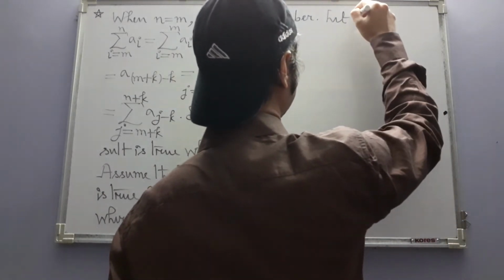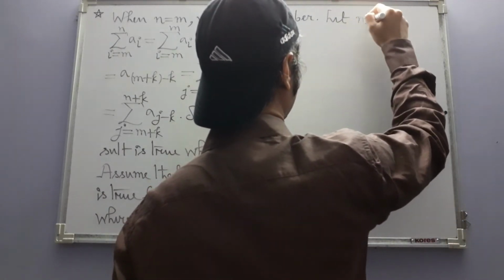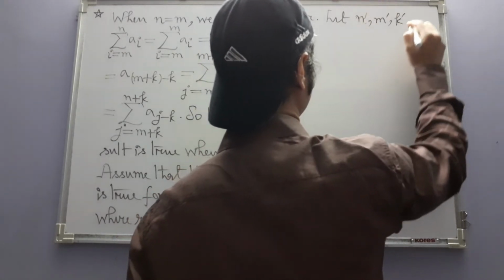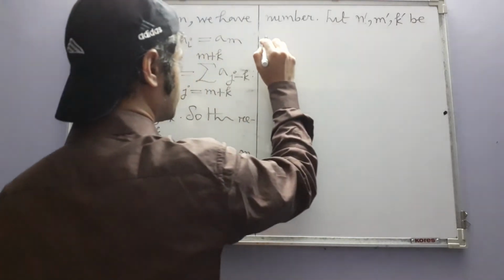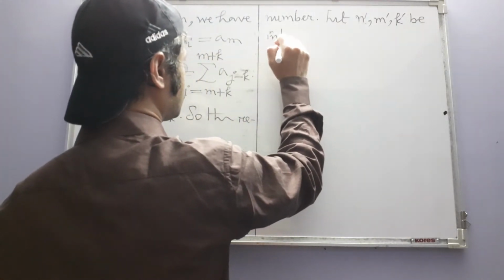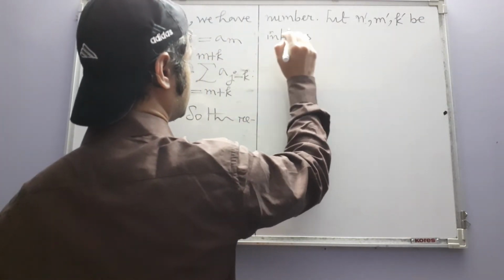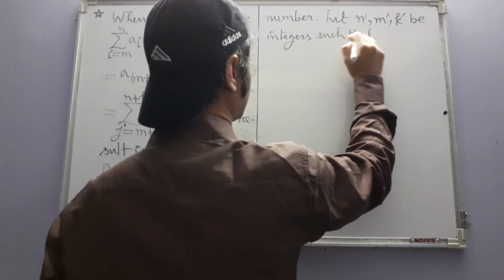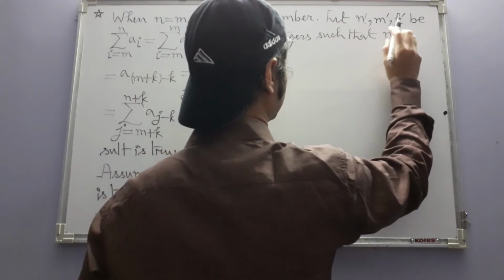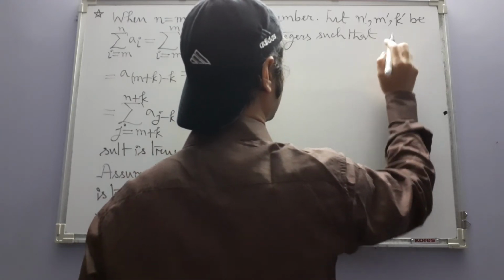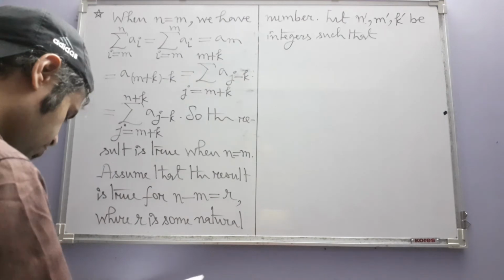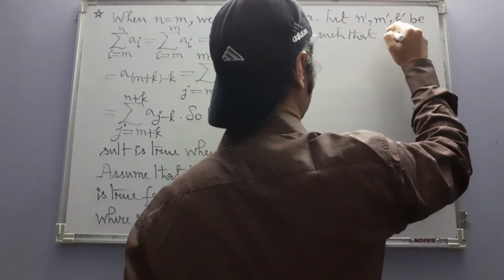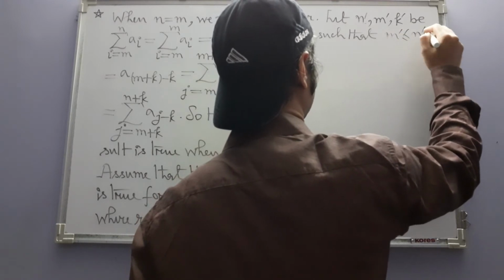So let n prime, m prime and k prime be integers such that, which one was smaller? m was smaller, of course. m prime is less than or equal to n prime.